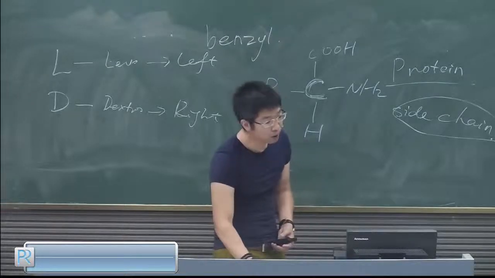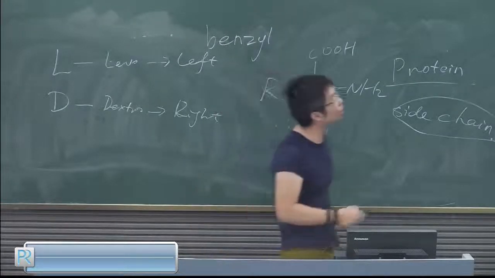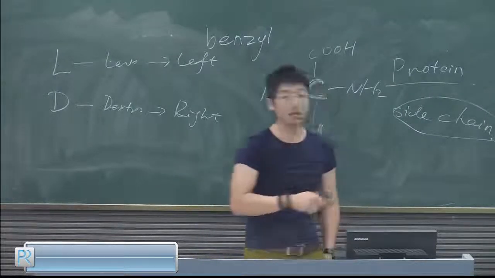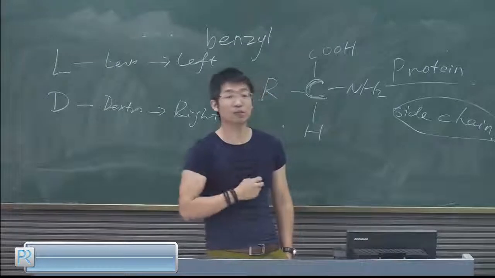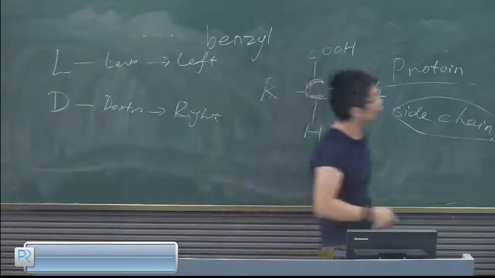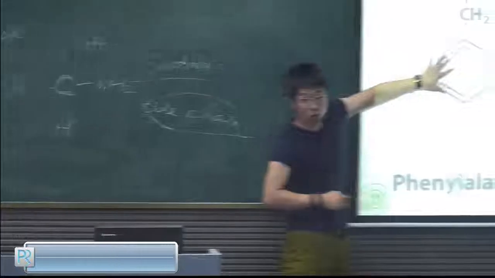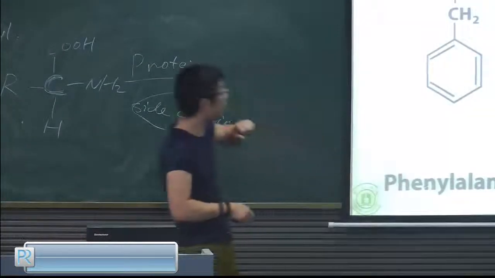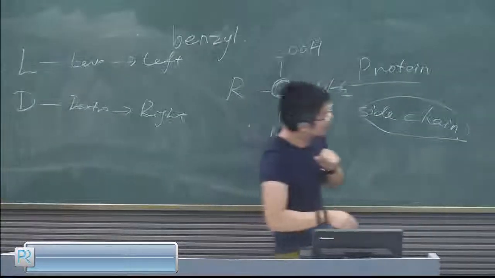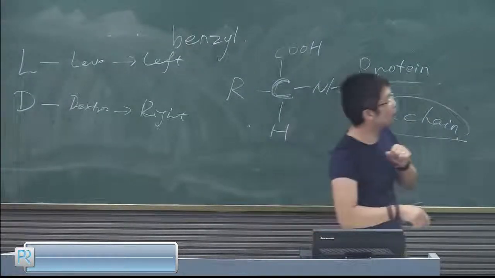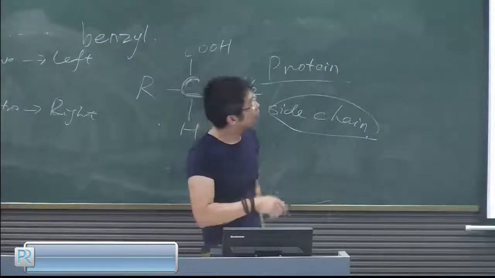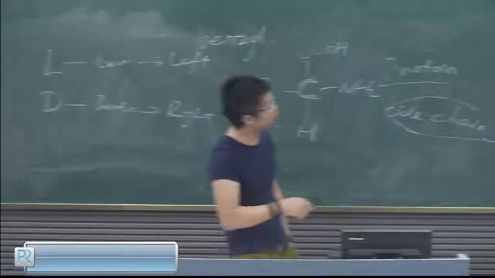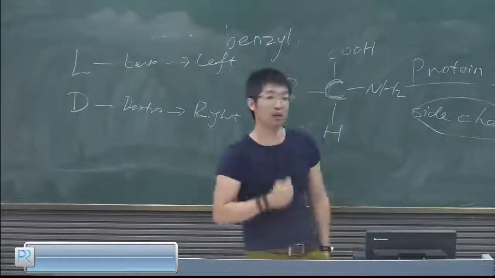The second small group is also hydrophobic, but aromatic amino acids. What does aromatic mean? You can see here a benzyl group, just like this. The first amino acid is phenylalanine, the second one is tyrosine, and then tryptophan. So here are 3 amino acids. These 3 amino acids belong to the hydrophobic aromatic amino acids.